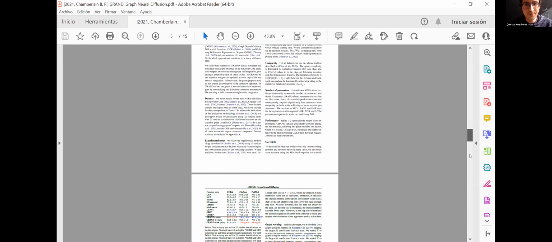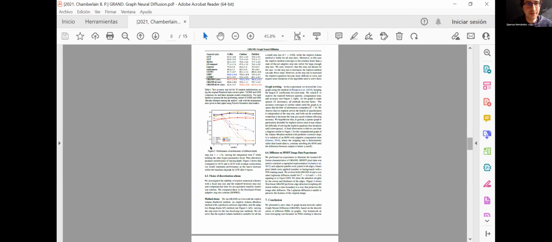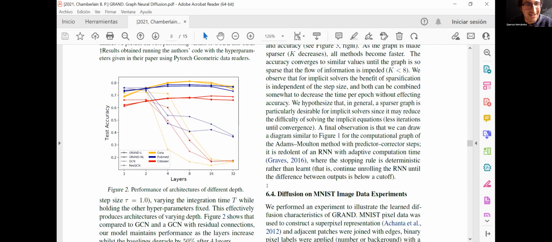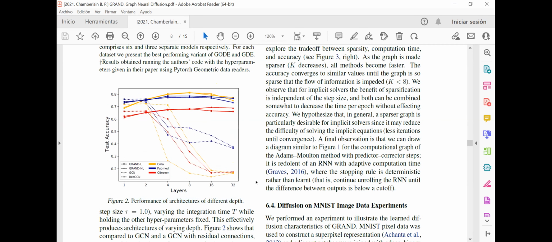Hold on a second. Okay, so it's this figure over here. The caption does say... okay, but we'll refer to.